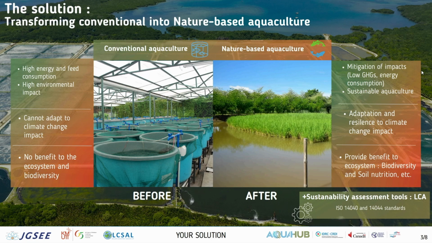For example, this picture shows rice-fish farming. This is an adaptation to the flooding season in Thailand. When they have flooding in the field, they introduce fish into the field in order to provide more benefit to the farmer and get fish to raise their income. This practice can also provide additional benefit to the ecosystem and increase biodiversity too.